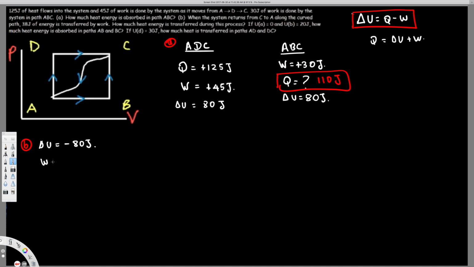So here, W is going to be negative 38 joule, and they are asking for the heat energy, so they are asking for the Q. We are going to use the same equation. Q is equal to delta U plus W, negative 80 plus negative 38, and that's going to give us negative 118 joule. So this is going to be the Q, and this is the answer for the next part.